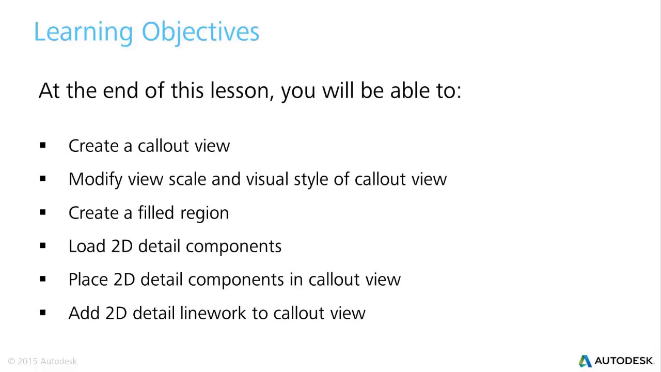Let's look at the learning objectives for video 3. At the end of this lesson, you will be able to create a call-out view from a building section view, modify the view scale and visual style of the callout view, create a filled region to enhance the detail view, load in 2D detail components and place those 2D detail components in the callout view, and add additional 2D detail line work to further illustrate the design intent of the building model. With that, let's get started.